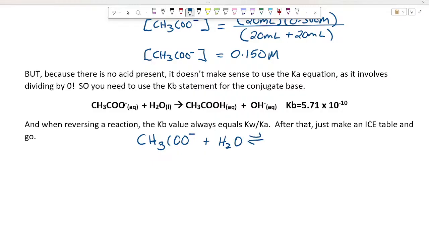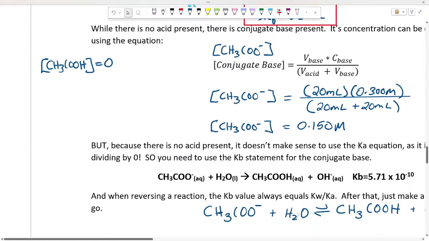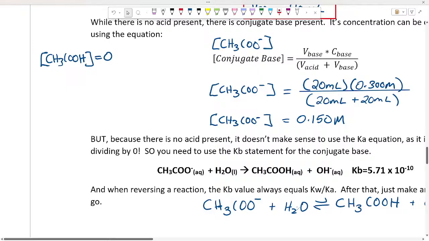And what's it going to form? Well, it's going to reform some CH3COOH, but it's going to do so by doing what with the water? Taking a hydrogen from it. Does that make sense? And so what will that water be if it's given a hydrogen away? It'll be OH minus. Does that make sense? You can't work the other way because you can't react something away that's concentration is 0, right? That doesn't make any sense.